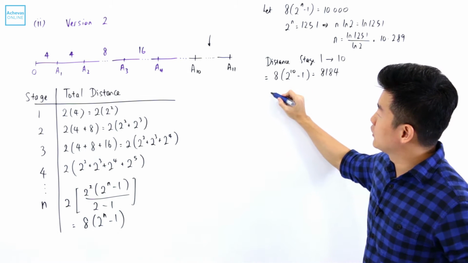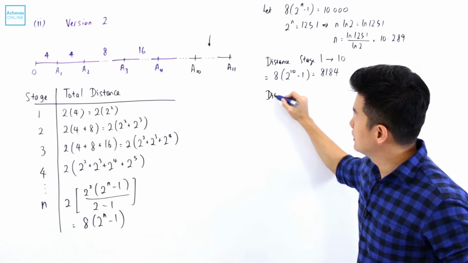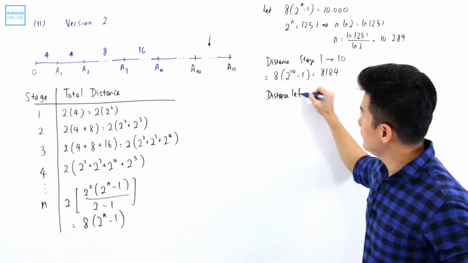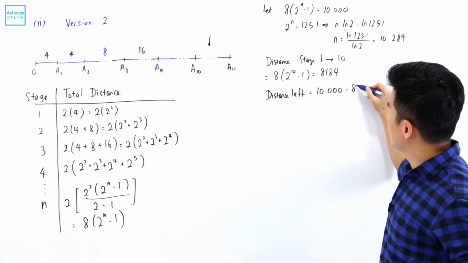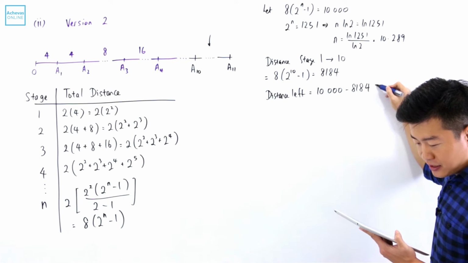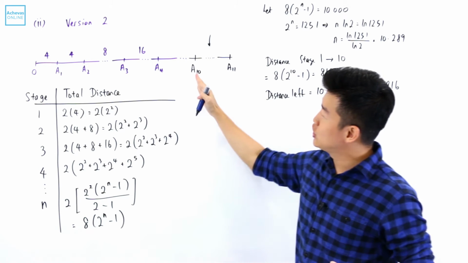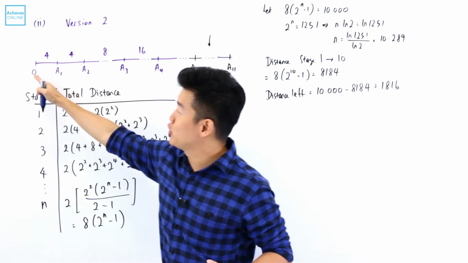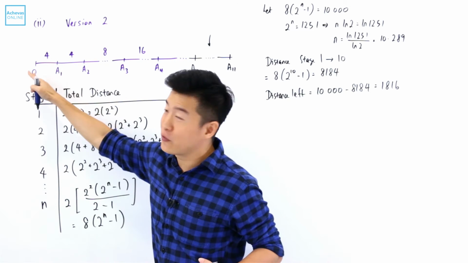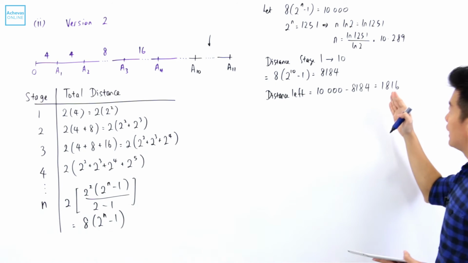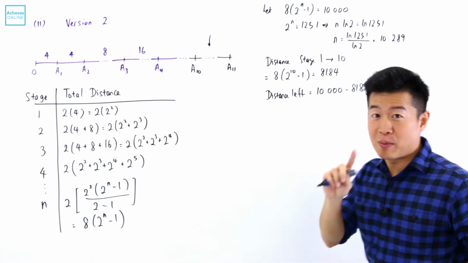So we can now find out the distance that is left after he has completed 10 stages. So the distance that is left after completing 10 stages is 10,000 minus 8184, and this is equal to 1816, which means that after he has finished the 10th stage, his position should be here, because during the 10th stage he's going to run from O to A10 back to O. So from here he's going to run that extra 1816.